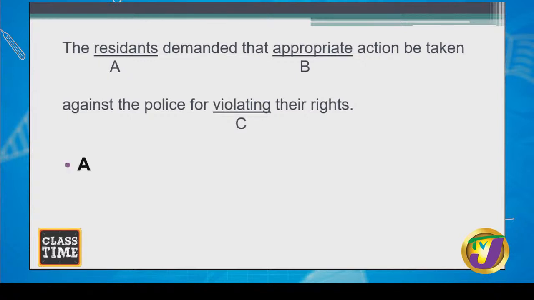So A is incorrect. How do you correct the spelling for that word? The residents demanded that appropriate action be taken against the police for violating their rights. What should be there instead of what we have right now? So what should be there is an E where we have an A. So it's residents with an E, not an A. All right, let's look at our next sentence.